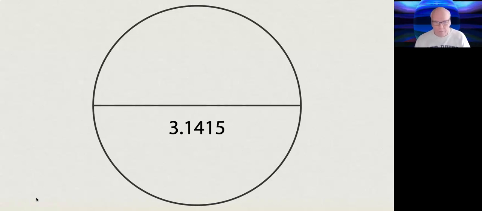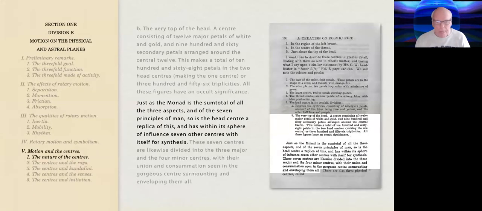All right, next up. Just as the monad is the sum total of all the 3 aspects and of the 7 principles of man, so the head center, a replica of this, has within its sphere of influence 7 other centers with itself for synthesis.